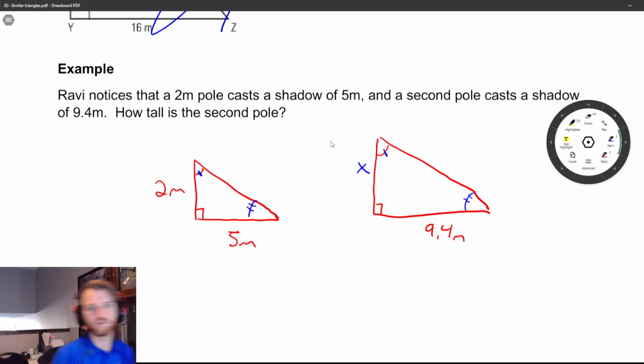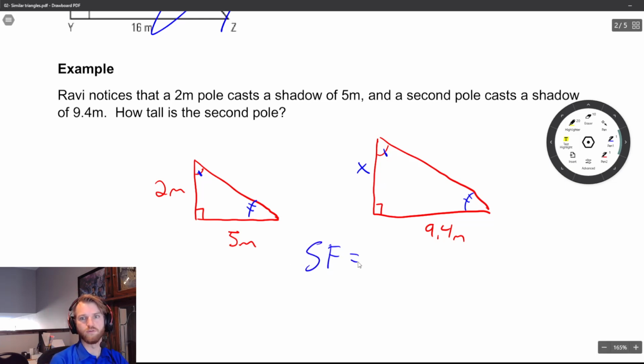All these are the same angle, so we can use our scale factor here. That will work. So we'd say our scale factor is equal to our new divided by our original. In this case, I'm going to call our smaller pole here the original, and the new is the bigger one that we are looking for the height.